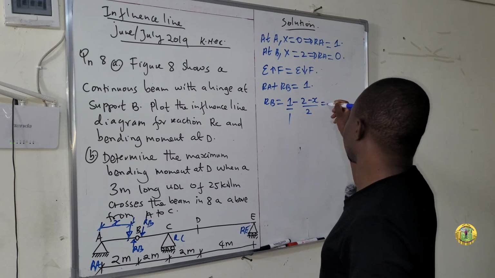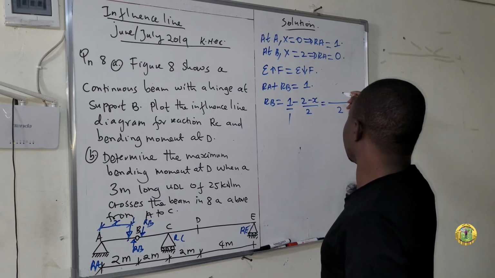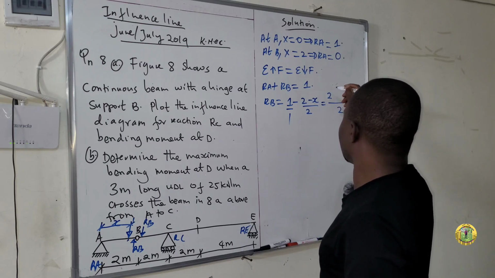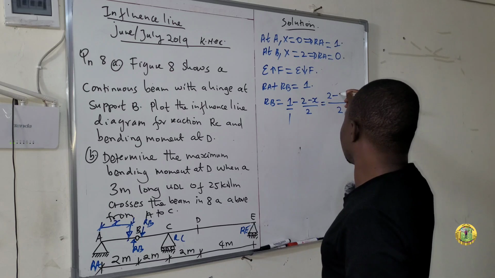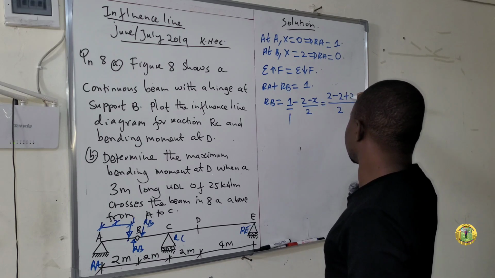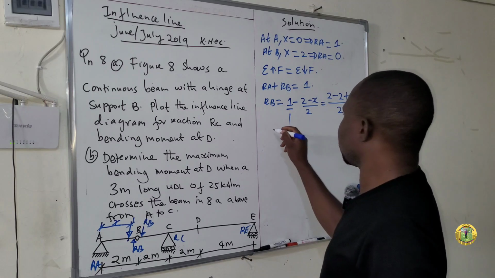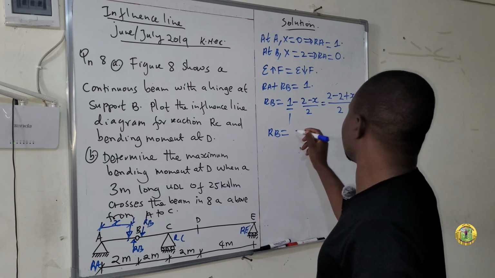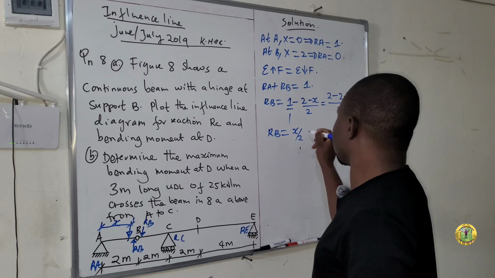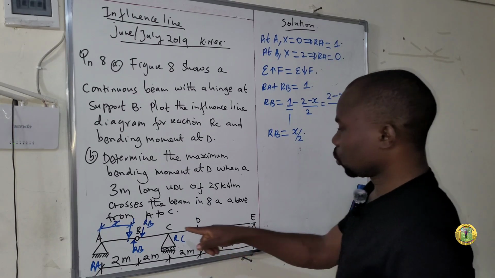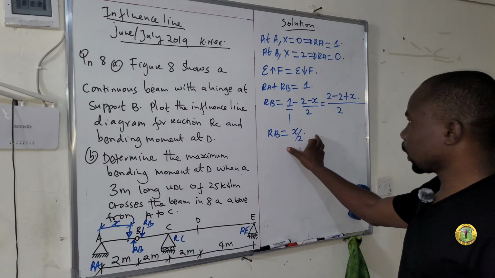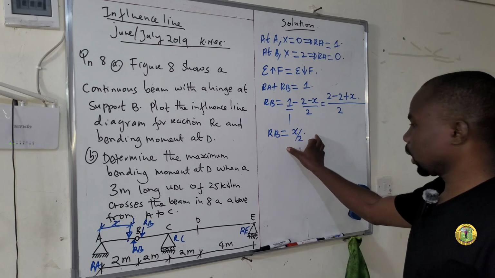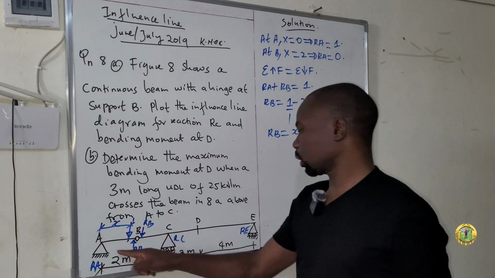The LCM is 2. So we'll end up having 2 minus, 2 into 2 is 1, minus 1 times 2 is 2, minus 2, then plus x. So RB is equal to x over 2. There is no need to calculate the ordinate for RB, because RB is a hinge, and it will only help us to calculate reaction at A and at C.